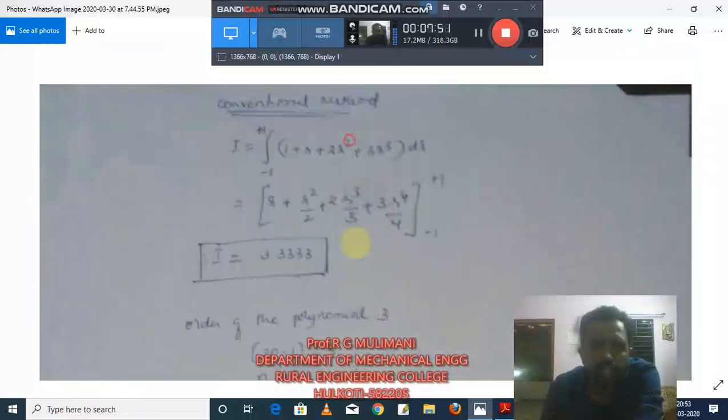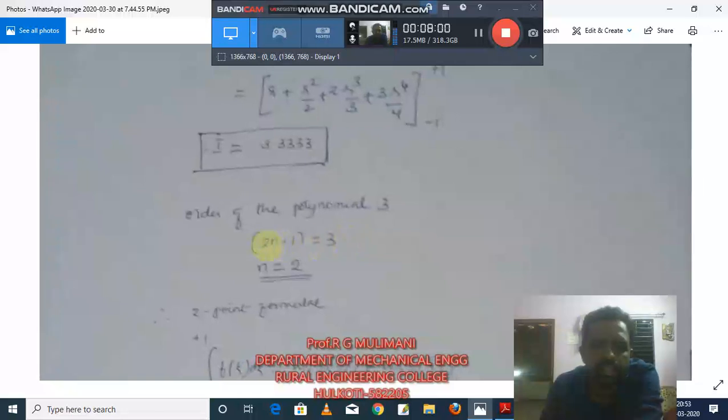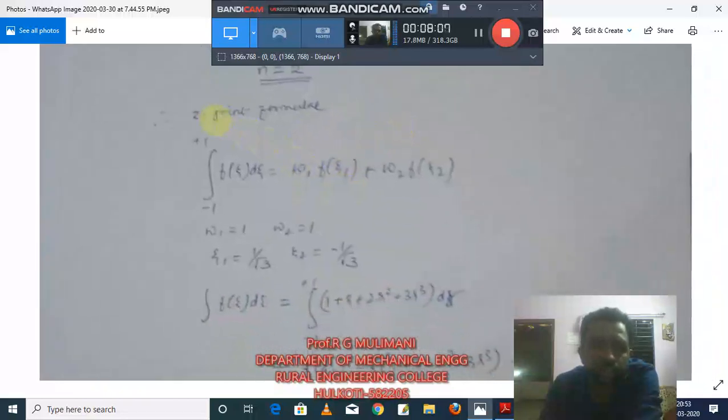What is the order here? 1 plus r plus 2r square plus 3r cube. The order of the polynomial equation is 3. So 2n minus 1 equals 3, so n is equal to 2. We are using the 2-point formula, which uses two weighting functions, w1 and w2. w1 is 1 and w2 is 1. They are always constant: when you use the 2-point formula, w1 and w2 values are 1 and 1.